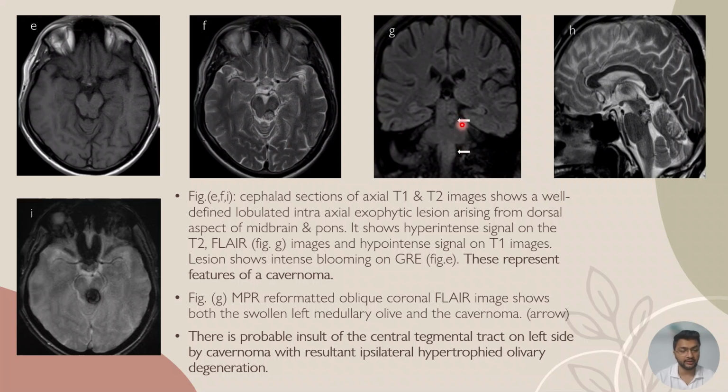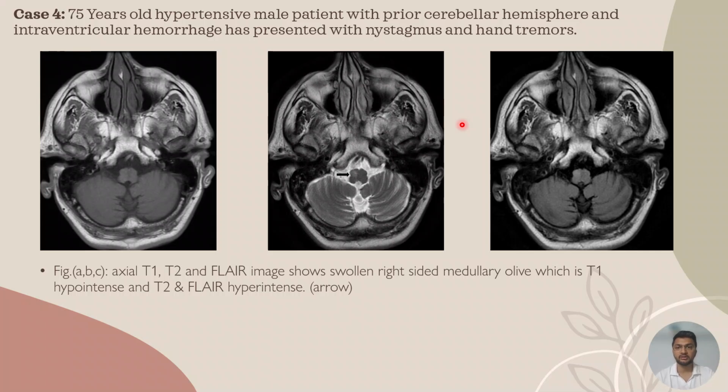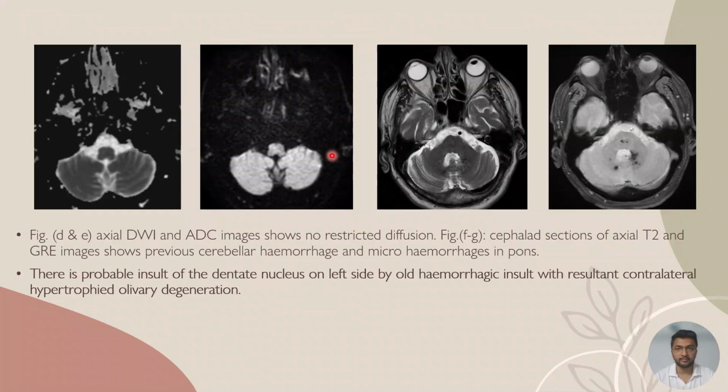So there is a probable insult of the central tegmental tract on the left side by the cavernoma with resultant same-side hypertrophic olivary degeneration. Case 4: a 75-year-old hypertensive male patient with prior cerebellar hemisphere and intraventricular hemorrhage has presented with nystagmus and hand tremors. We can see a hyperintense signal in the right-sided medullary olives. The sagittal section of the same patient shows the previous cerebellar hemorrhage and microhemorrhage in the pons, which shows blooming on the GRE sequence.